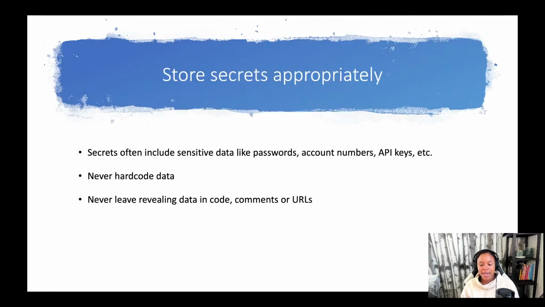So another tip, it's number 7, is to store secrets appropriately. I'm thinking here about sensitive data like passwords, account numbers, API keys. You should never hard code values. Generally speaking, it makes sense not to do this, especially for examples like passwords, account numbers, and API keys. You should always think of a secure way to store those.